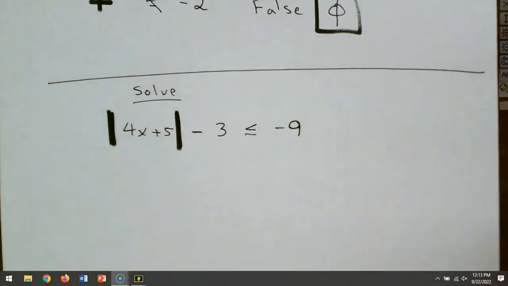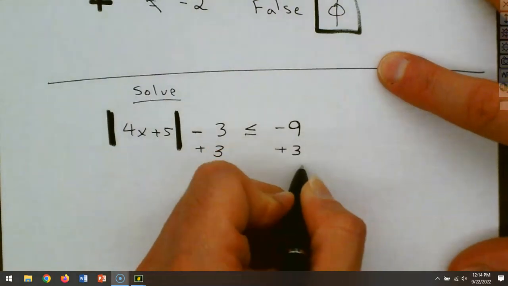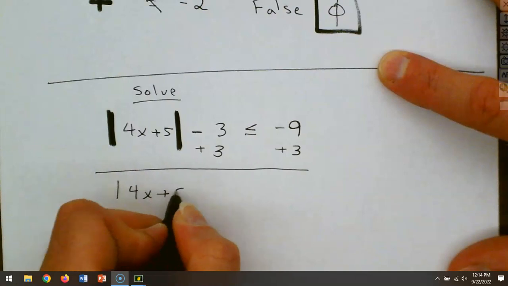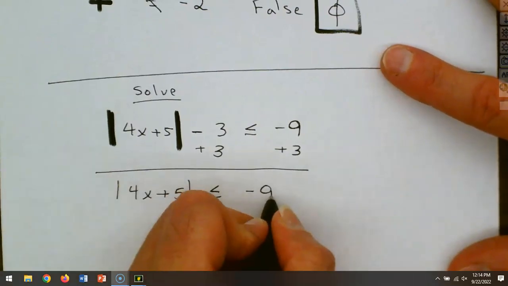So, what are we going to do here? Well, we've solved these before, right? Okay, now this is a little bit different. We're going to move the 3 over. Nothing new. So add that 3. And now it's either going to be everything or nothing. And let's talk about why.